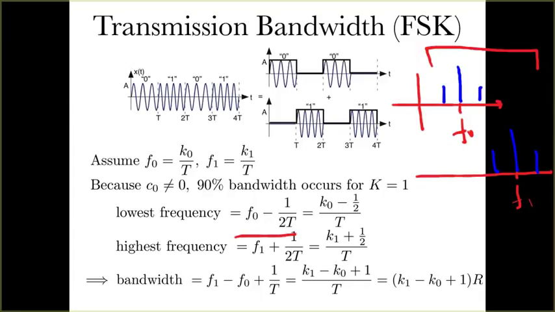We want the lowest frequency that's required for the 90% bandwidth for FSK, which is given by this, and the highest frequency given by that. Putting it in terms of harmonic numbers, you get these relationships. Subtract those upper and lower frequencies, and you get the following expression when all is said and done, relating it to data rate, which is 1 over T. So it's the difference of the harmonic numbers plus 1 times the data rate that turns out to be the bandwidth of FSK.